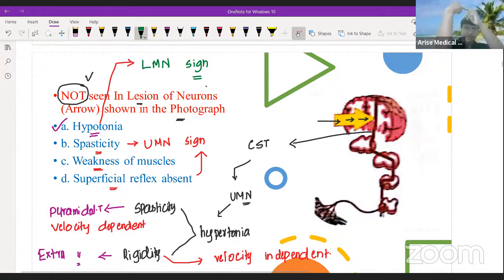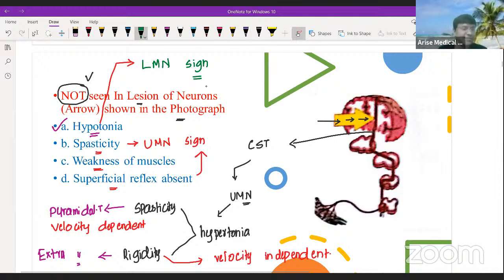For example, if I want to differentiate hypertonia between spasticity and rigidity, I will just increase the velocity of the movement, right? When I increase the velocity of the movement, if the tone is further increasing, that is called spasticity. That is called velocity dependent, right? Whereas in rigidity, there may be hypertonia, but even though I'm increasing the velocity of the movement of the joint, the tone will not increase. That is called velocity independent.